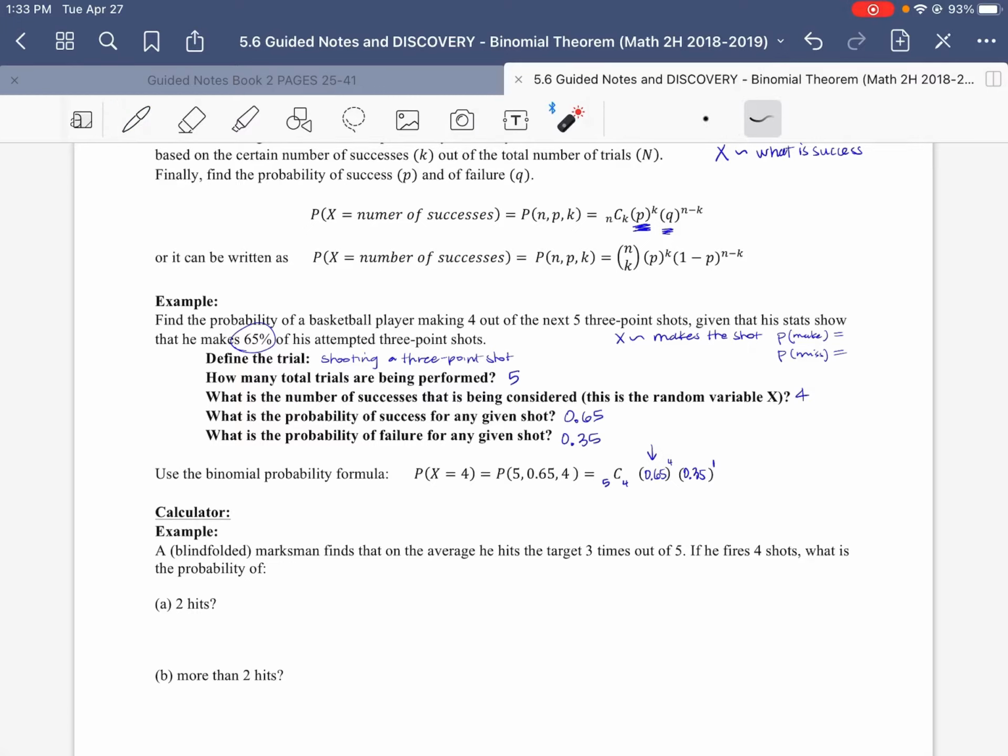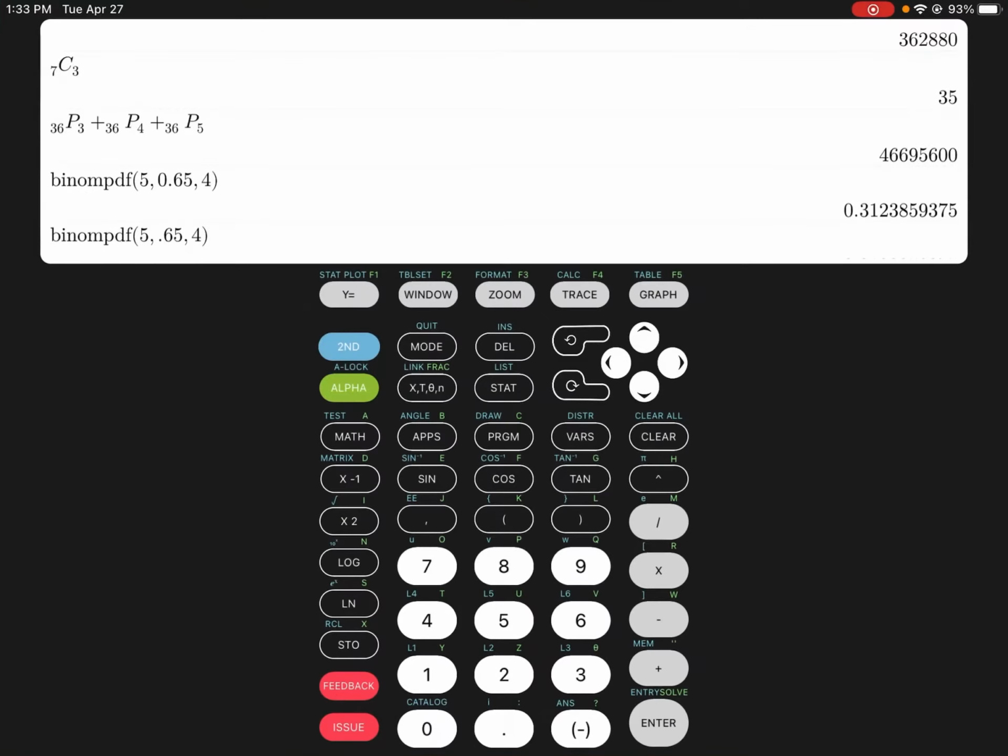So what we're saying is there are 5 trials and we've accounted for all 5. What's the probability he makes these 4 and misses this one? We're going to go ahead and calculate that. Again, that's 5 choose 4, and you can put this whole thing in your calculator once you have this part. I'm going to show you real quick. So here's our calculator, and we're just going to put the whole thing in.